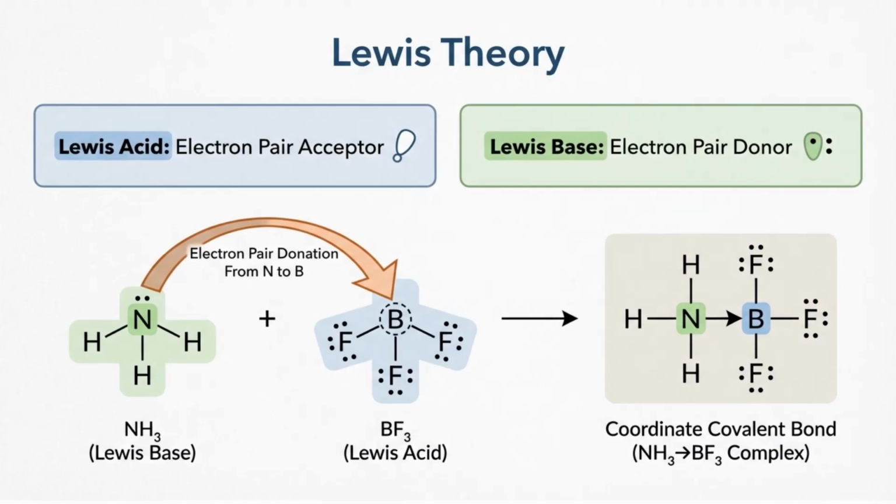The Lewis theory expands the concept of acids and bases beyond protons. In this theory, a Lewis acid is an electron pair acceptor, while a Lewis base is an electron pair donor. This allows us to explain a wider range of reactions, including those that do not involve hydrogen ions. For example, ammonia donates an electron pair to boron trifluoride, forming a coordinate covalent bond.